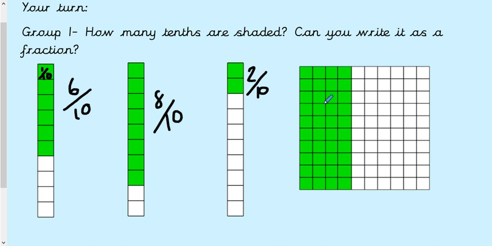The last one was a bit different because it was split into hundredths. However, if you know that this is worth 1 tenth, because if you added them all up, it would make 10, it would be 1, 2, 3, 4 tenths, which is also the same as 40 hundredths. So if you wrote 40 hundredths, you're still correct. However, the question was how many tenths are shaded, and there's actually 4 tenths. Okay, so hopefully you managed to work that one out.